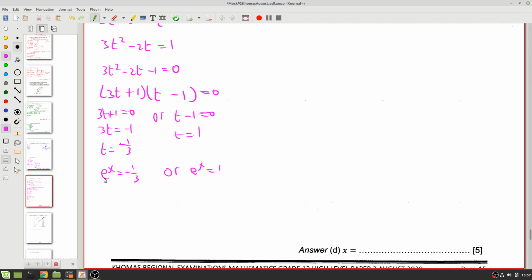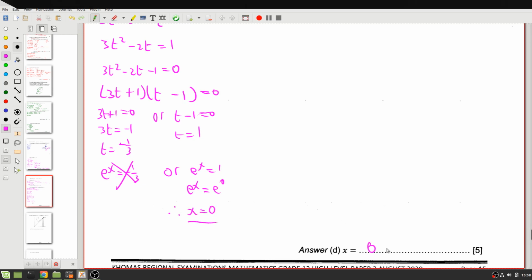Now e is a positive number, right, it's 2.718182, etc. So it's a positive number, and a positive number raised to any power can never have a negative answer. So this is not applicable. So all we need to work with is this one. So e to the power x, and 1 we can rewrite as e to the power 0. So now the bases are the same, therefore we can say the exponents are also equal, and that will be our final answer.